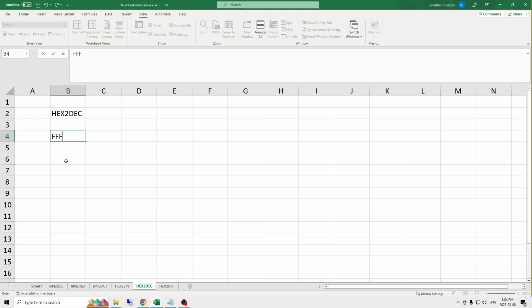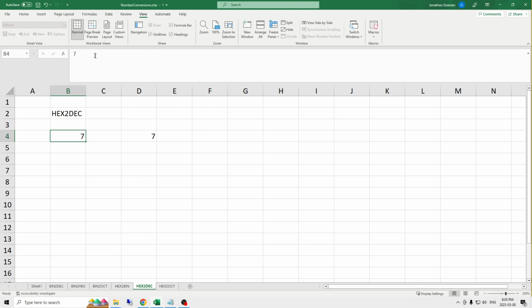If I take a hexadecimal value here and use HEX2DEC, it just nicely converts that to a decimal value, which of course in this case is 65,535. Let's make this a little bit smaller. There we go. It's 255. Two F's. In binary, that's going to be 1111 1111, or 255.